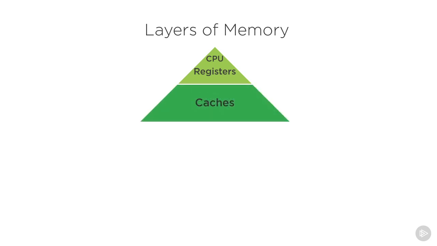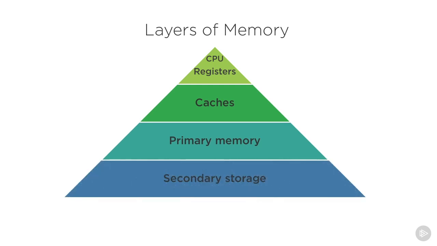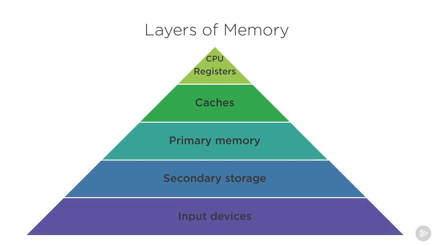After that comes caches, and these caches sit between the registers and primary memory. Primary memory is also considered your RAM, or your random access memory. Next, we have secondary storage, such as your hard drives or network attached storage. And then finally, there are input devices. Keep in mind, the further away from the CPU that we get, the longer it takes to access content in that memory, therefore decreasing performance.